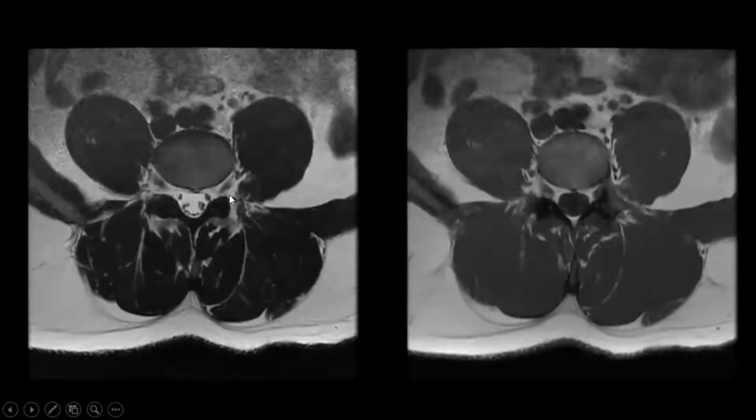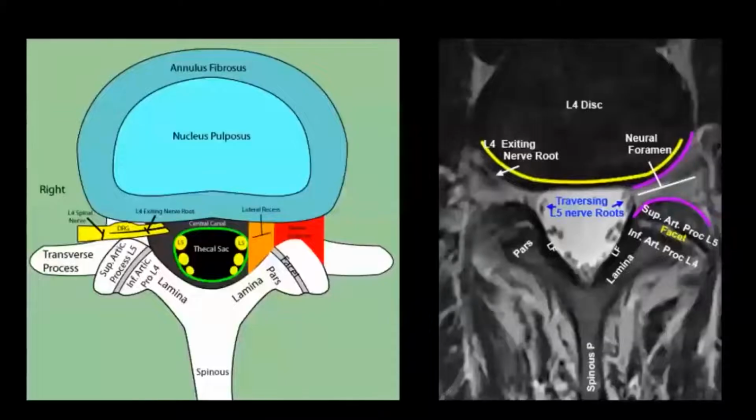Correspondingly, you have axial T2 weighted images. As said before, the CSF within the spinal canal is bright on this. On a T1, it appears hypo-intense, or dark.